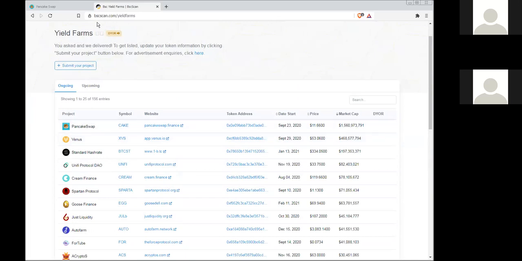This is on the Binance Smart Chain scan here, and this is showing the yield farms. Pancake Swap is the biggest one. Now they've only been around since September. This whole thing has only been around for a little over a year, the whole DeFi concept. And these are just ones on the Binance Smart Chain. So it's showing you their market cap. They've got $1.5 billion in their various pools and farms. And this is the price of the cake token right here.